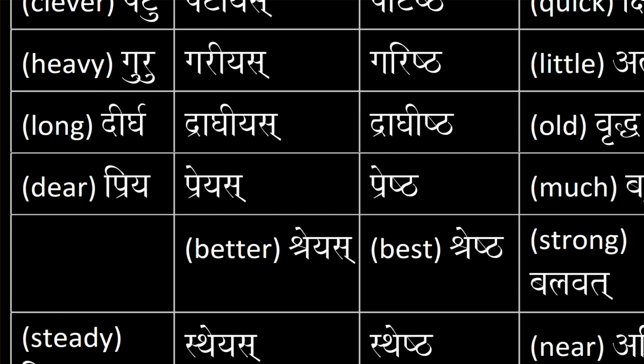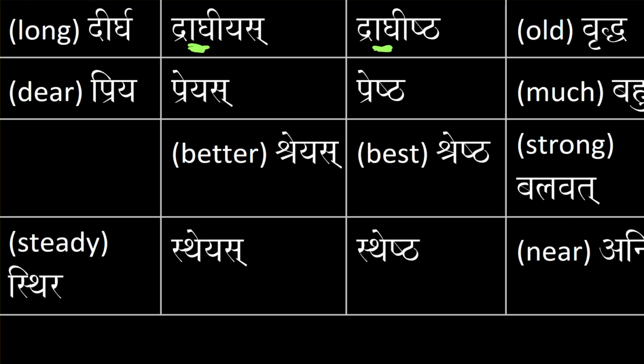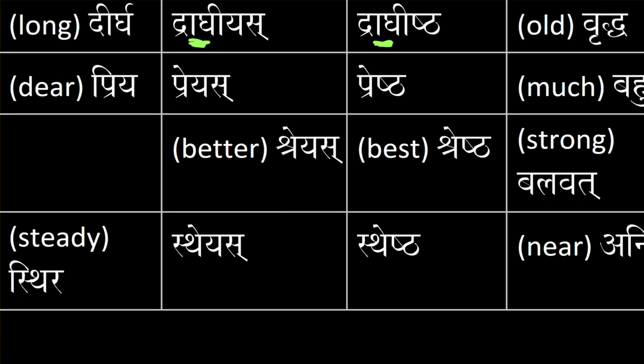draghiyas and draghishtha. So those are two changes. For the word dear, we have priya. And then for the comparative, we have preyas. And then for the superlative, you have preshtha. For the words better and best, we have shreyas and shreshtha.